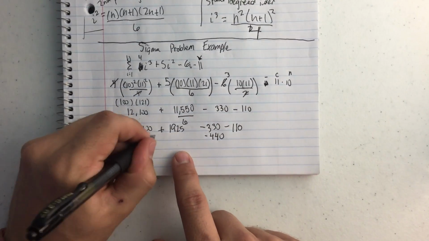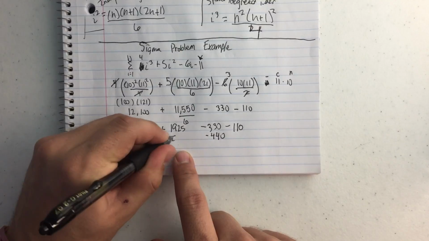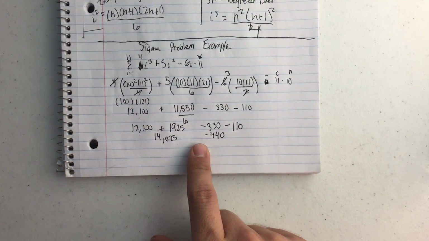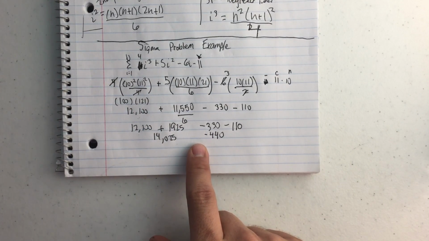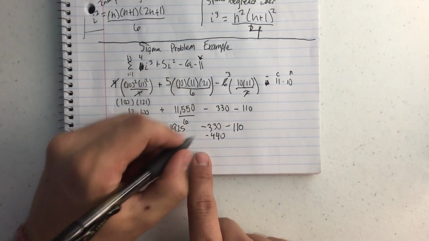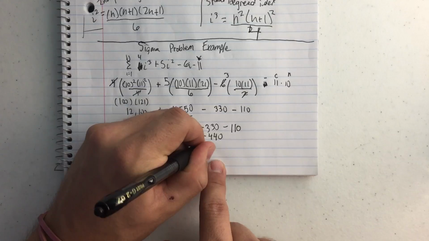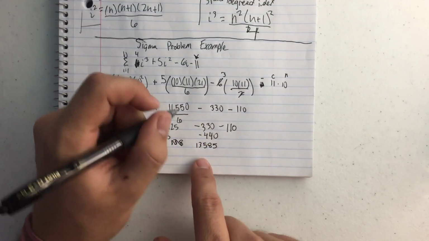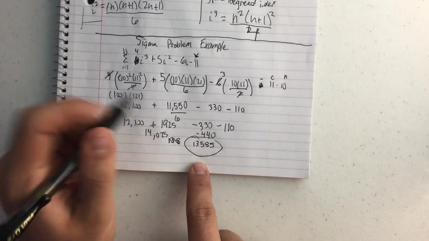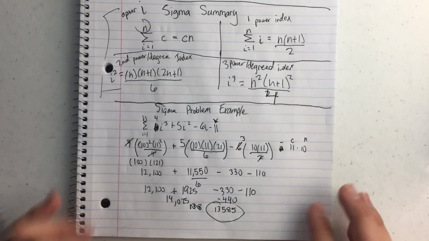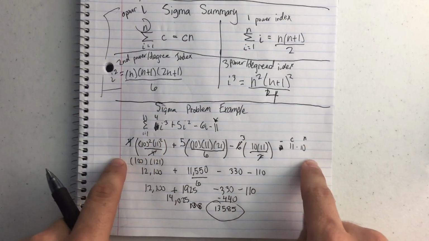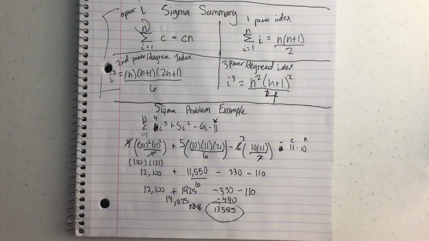And then this is 14,025. Then I'm going to subtract 440. And that's going to be 13,800, or excuse me, 13,585. And so that's how you'd work through that sigma problem. Just use the numbers, fill in the formulas, and then work the math down. Pretty simple. Hope that was helpful.